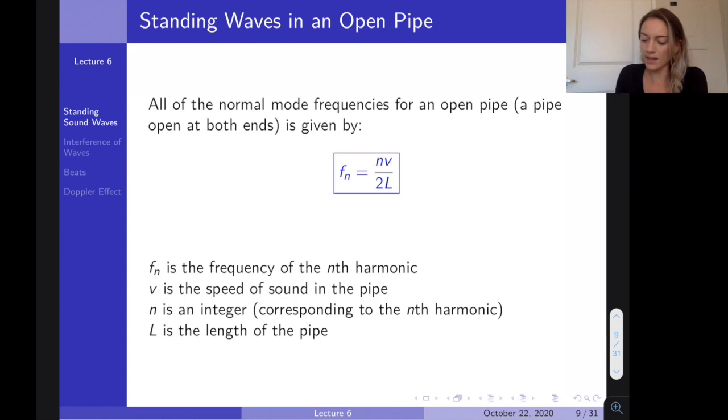Here, Fn is the frequency of the nth harmonic. V is the speed of sound in the pipe. N is an integer corresponding to the nth harmonic. And L is just the length of the pipe.